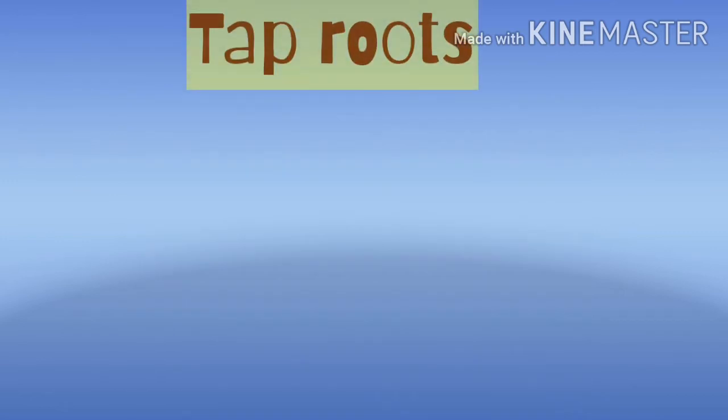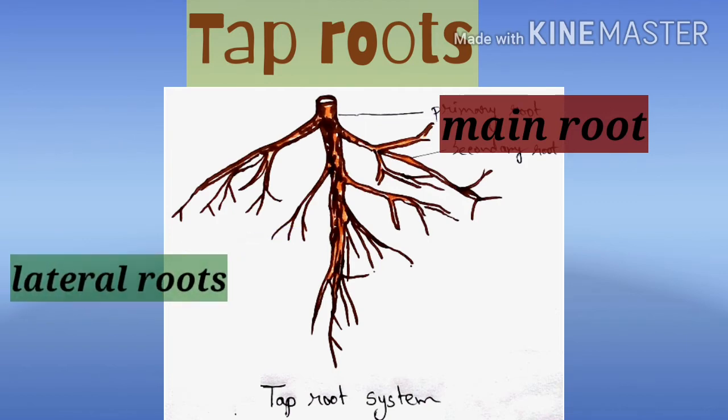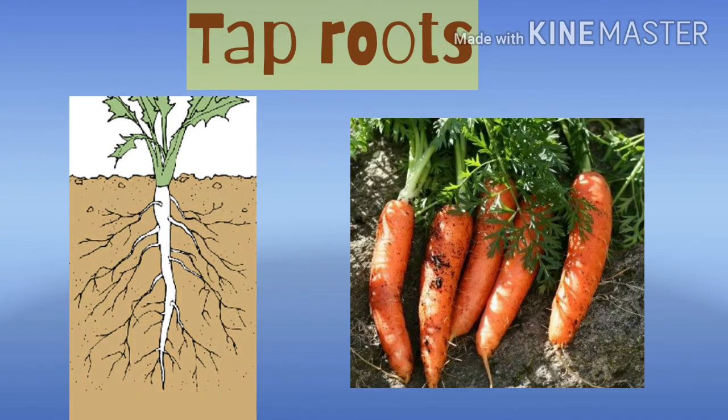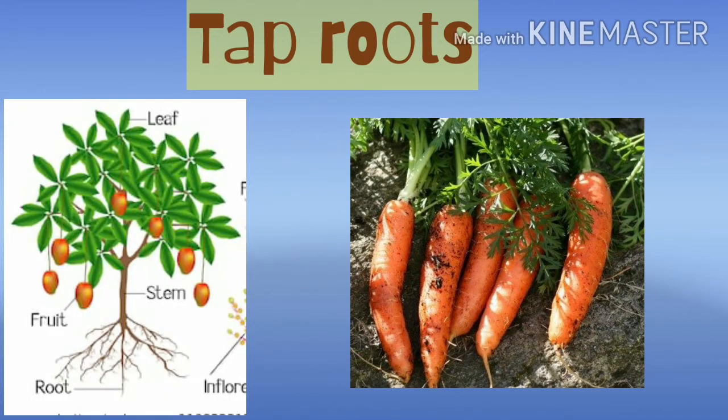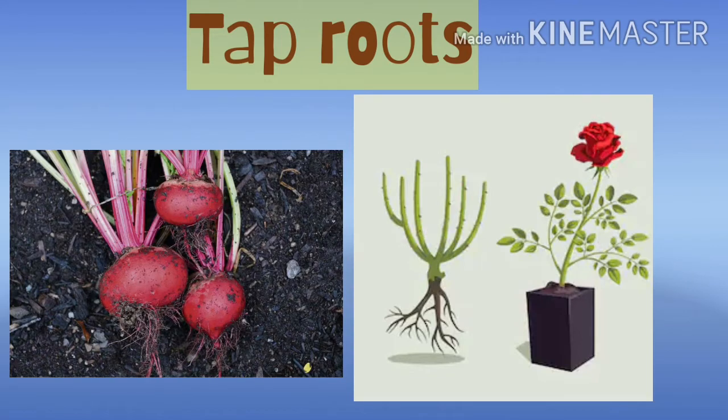First, tap roots. Tap root is a thick main root coming out from the seed after germination. Later on, smaller roots that branch out from the tap root are called lateral roots. Radish, carrot, mango, rose and beetroot are examples of plants with taproot system.